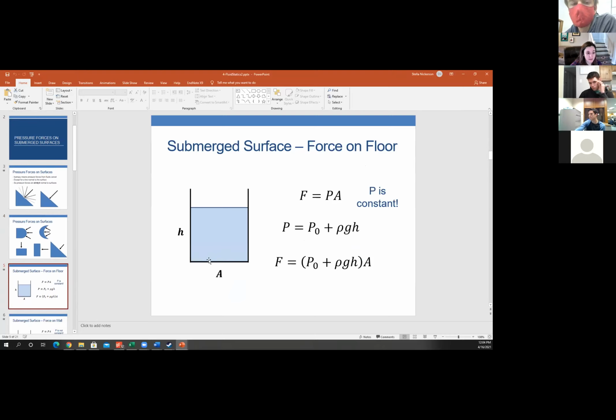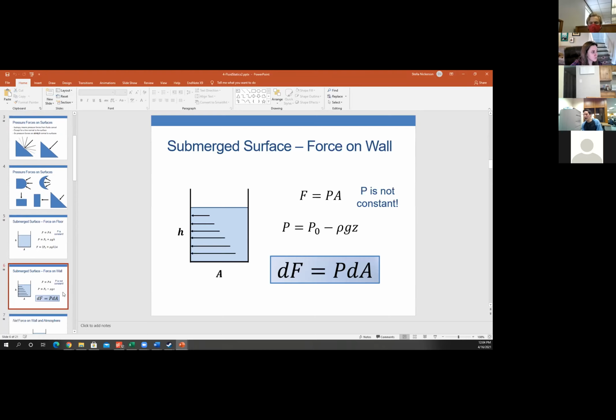If we're talking about the pressure on the floor right here, then the pressure is constant at the bottom, right? So you can just take whatever that pressure is and multiply it by area and you get a force, and it's pretty straightforward. Assuming you all understand that.